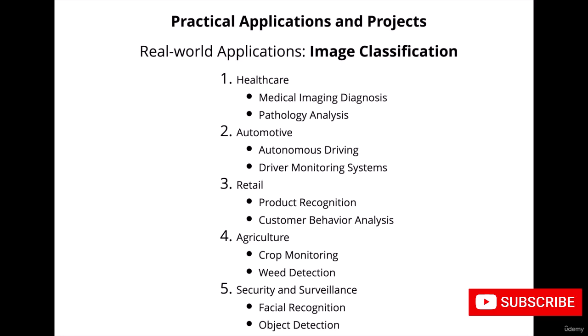This helps enhance security monitoring and threat detection in public spaces, airports, transportation hubs, and critical infrastructure. Image classification has a wide range of real-world applications across various industries, enabling automated analysis and interpretation of visual data. By leveraging machine learning techniques and deep learning models, organizations can extract valuable insights from images, improve decision-making processes, and enhance operational efficiency in diverse domains.